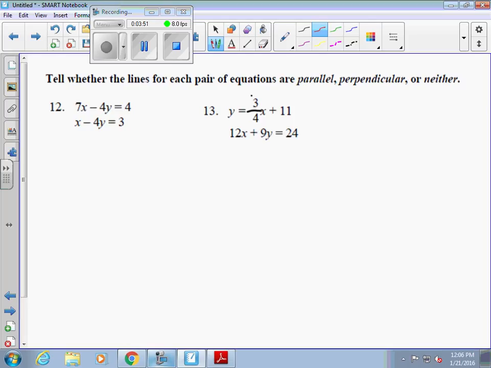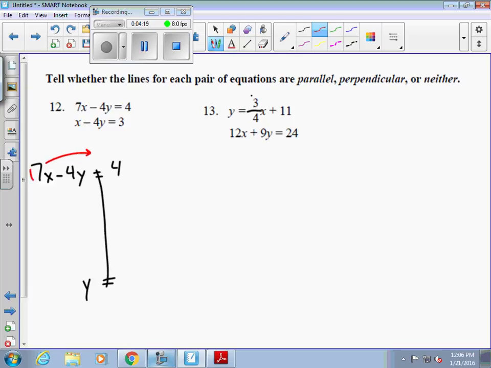On the first two equations, 7x minus 4y equals 4 and x minus 4y equals 3, you cannot see the slope of either one of those equations. So we have to convert them to where we can see the slope. The easiest version to convert them to is slope-intercept form. So the first one, 7x minus 4y equals 4. In order to make it say y equals mx plus b, we have to move 7x over to the other side.